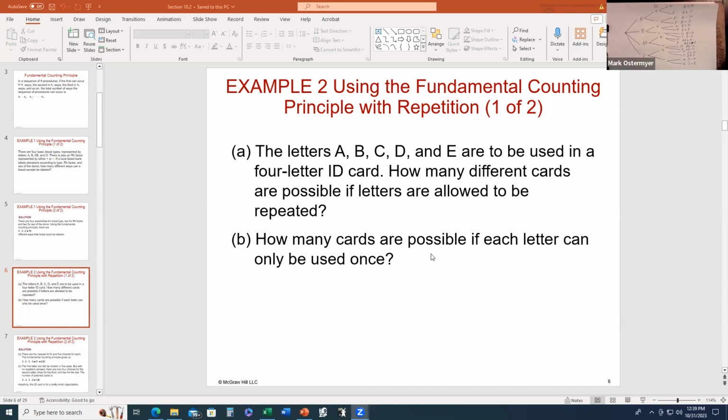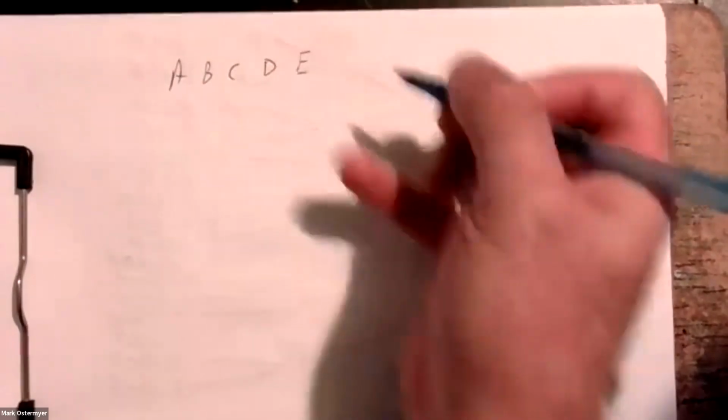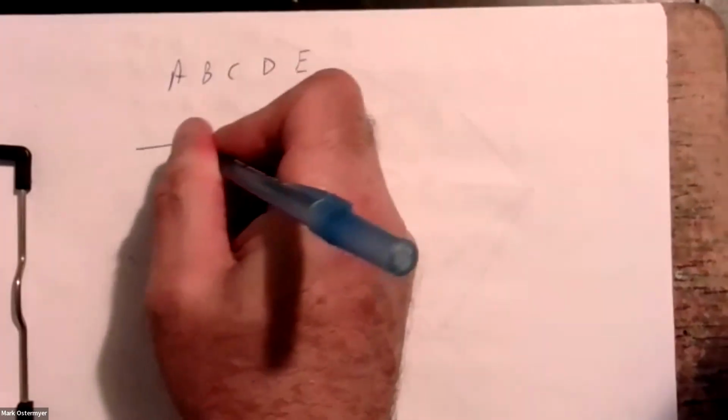Okay. Well, how many letters do we have to choose from? We have 1, 2, 3, 4, 5 letters to choose from. And yet our ID card is to only have 4 letters. And notice the requirement is that the letters can be repeated. So A, B, C, D, E. Think of it as being 4 mailbox slots.